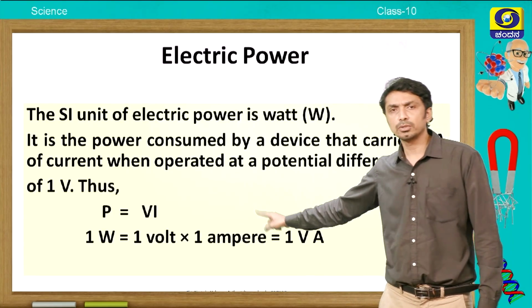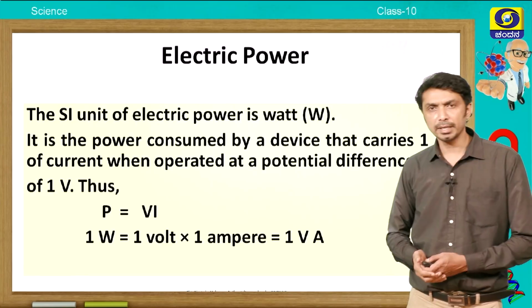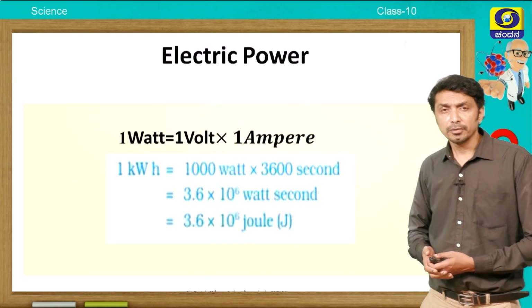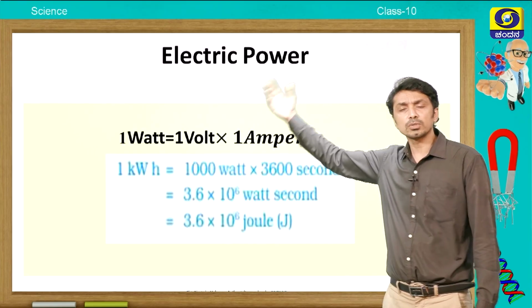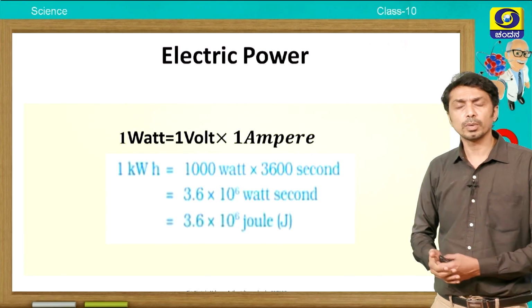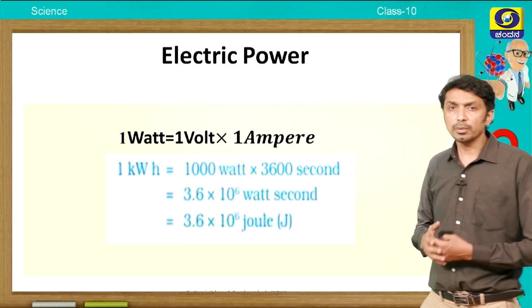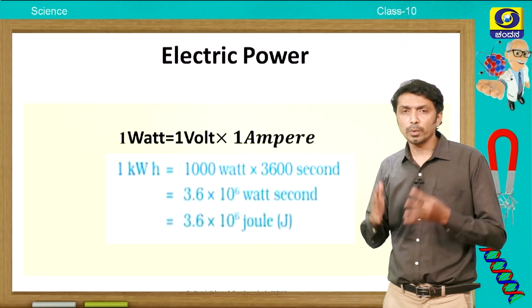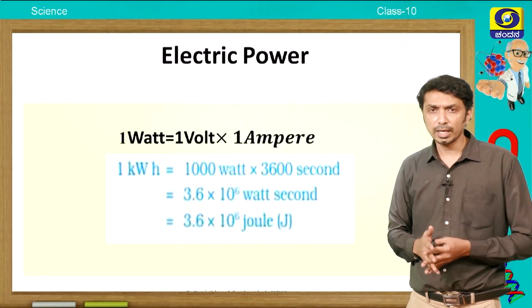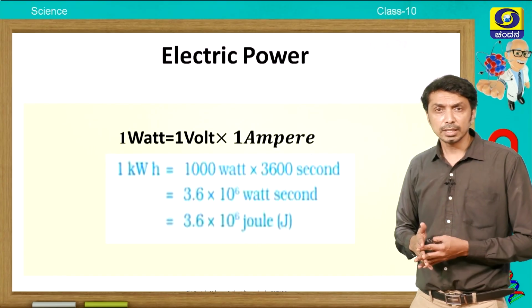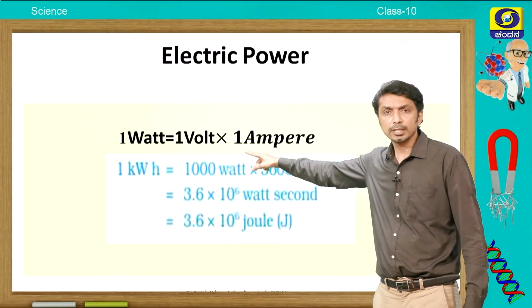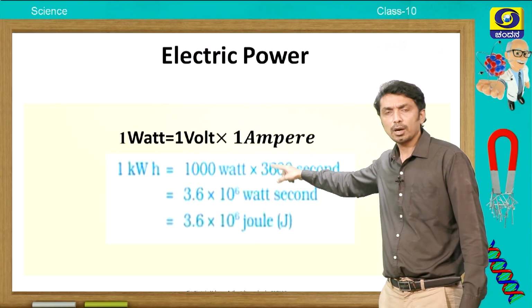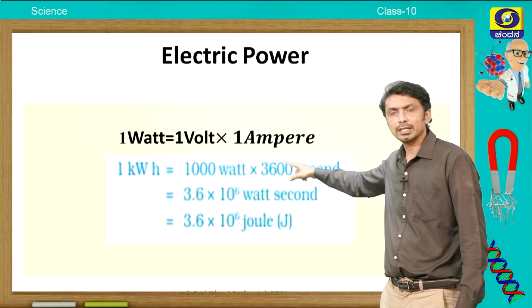So 1 watt is equal to 1 volt into 1 ampere. In the same way, 1 watt is a smaller unit. 1000 watt is a bigger unit, which we call 1 kilowatt. Now if you use 1 kilowatt of electrical power for 1 hour, that is what we call 1 kilowatt hour. That means 1000 joules of electrical energy each second for 1 hour.